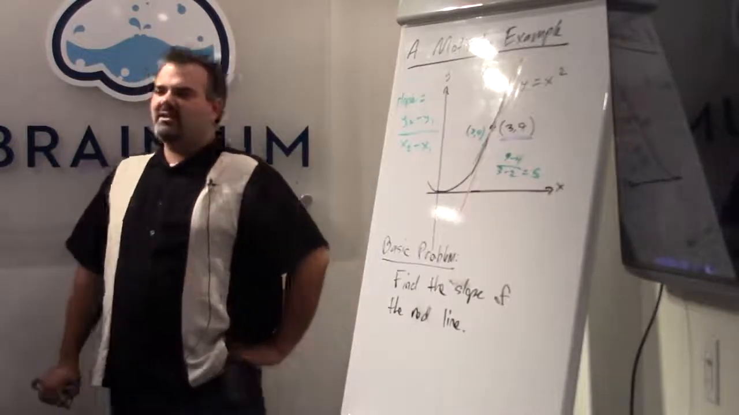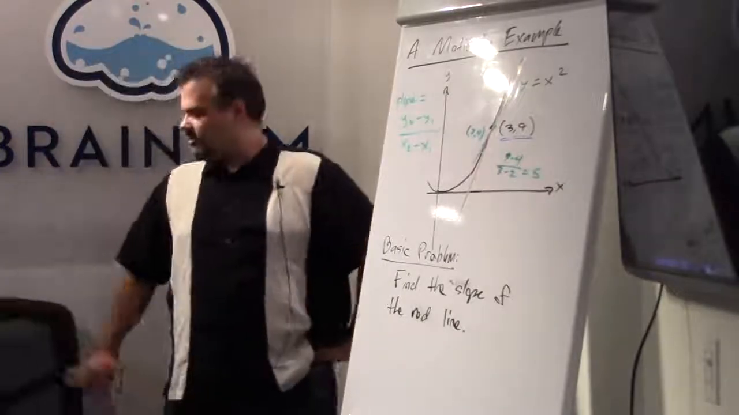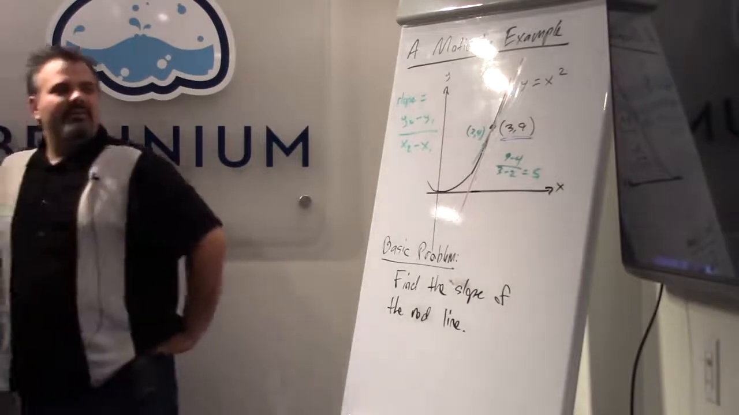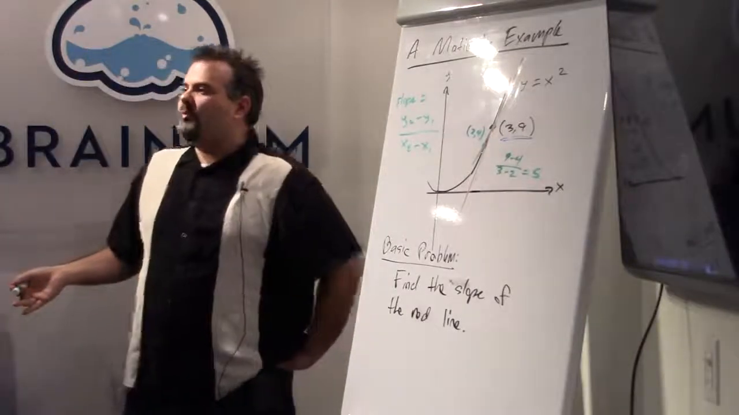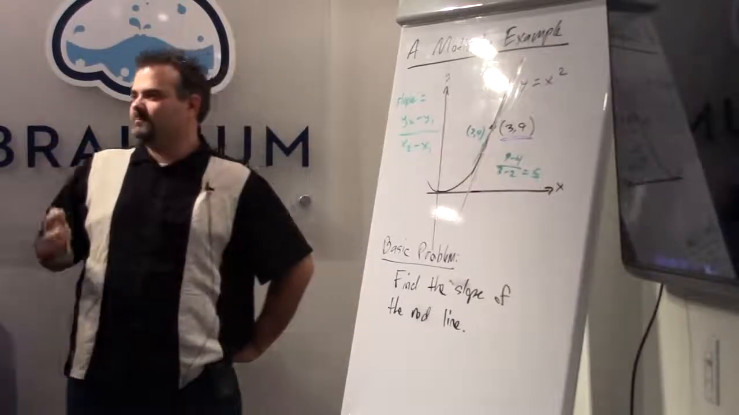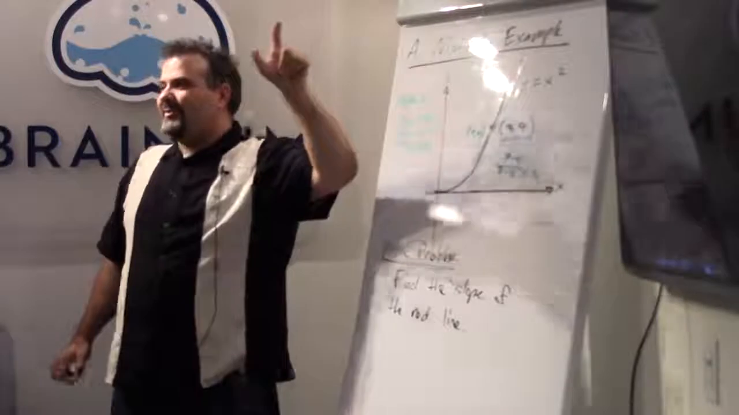But it's not really as close to the slope of the red line as we'd like. So there's an obvious thing we can do to get a line that is closer in slope to the red line. What is the obvious thing? Scoot that point closer. Right, scoot this point closer. Exactly.